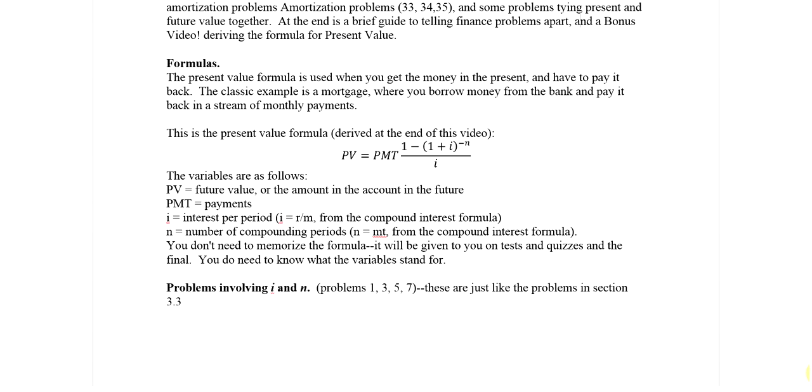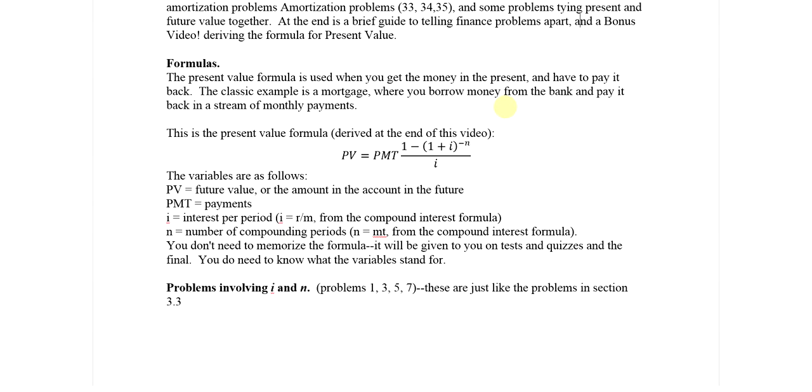Present value is used when you get the money in the present and you have to pay it back. Technically, you're paying money out of an account that exists, as opposed to future value, where we're paying money into an account. The classic example here is a mortgage, where you borrow money from the bank and then you pay it back in a stream of monthly payments.